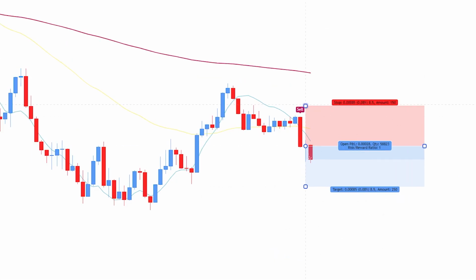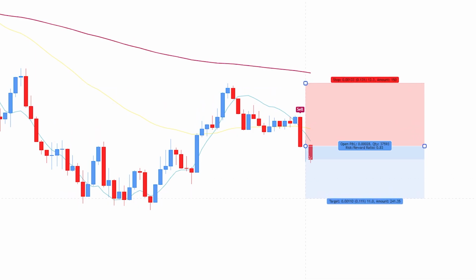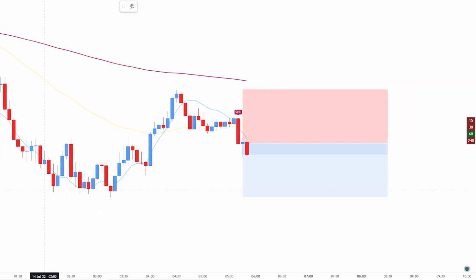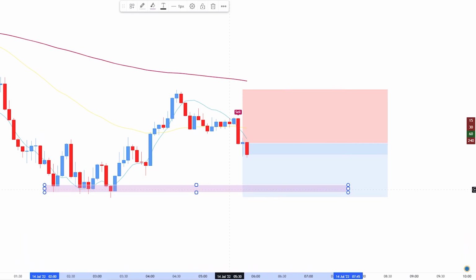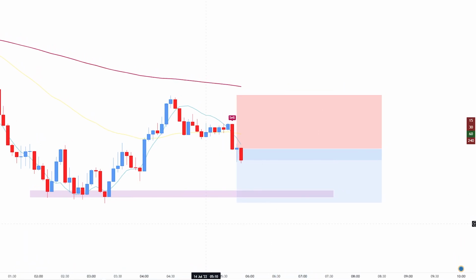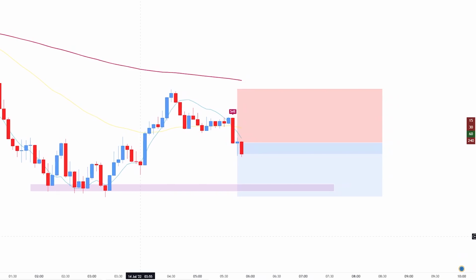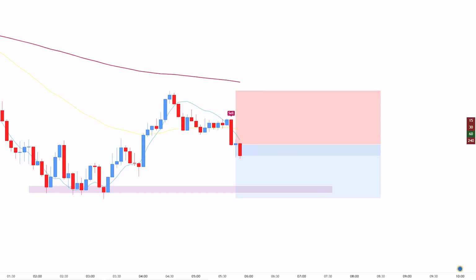Now, as I say, patience is key, so we would wait for the next candlestick to open to enter the trade, setting our stop loss just above the previous high and both EMAs, and our take profit just around this support zone, because as we can see, the price previously respected this support multiple times, so we have to be careful and mindful about that.